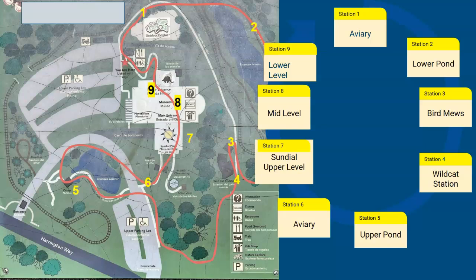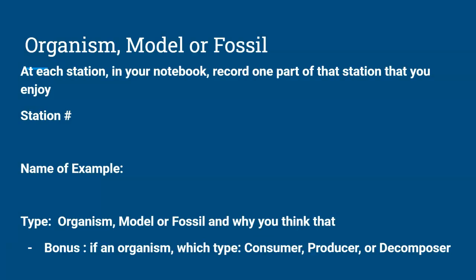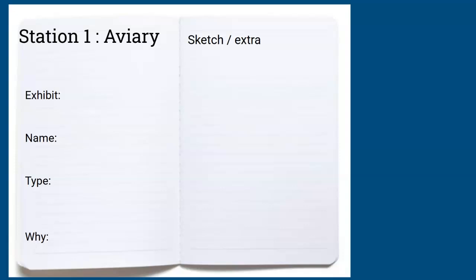Now, the next sections, we're just going to go through each station and write the same things. So, look to your group leader. Whether you go in order or you start in your notebook with the station you're starting at, because they know which station you're starting at, right? Here's what we're going to do. At each station in your notebook, record one part of the station that you enjoy. The station number, the name of the example, and the type of organism, model, or fossil, and why you think that. Bonus, if an organism, which type: consumer, producer, or decomposer, right?